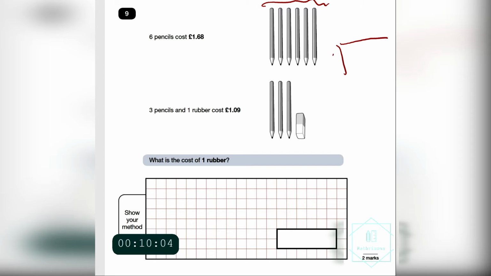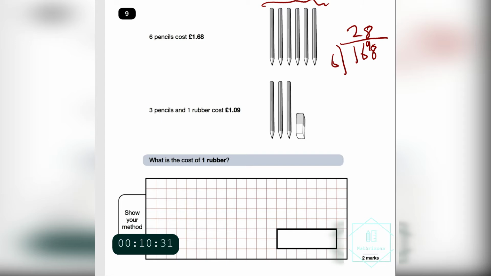Using the short division method, we can convert into pence. We cannot divide 1 by 6, so we use 16. 6 twos are 12, so remainder is 4, 48, 6 eights are 48. So the cost of one pencil is 28 pence. Okay, then 3 pencils and 1 rubber cost 1.09.